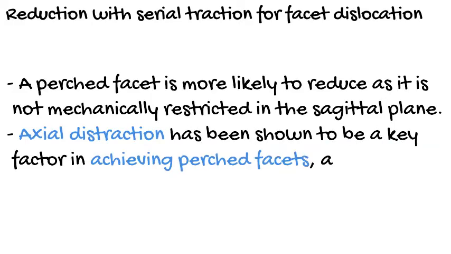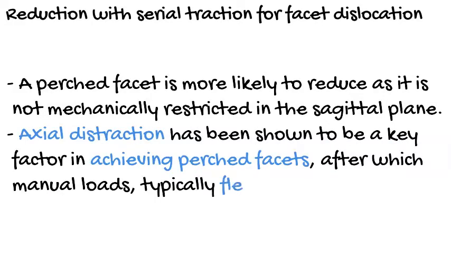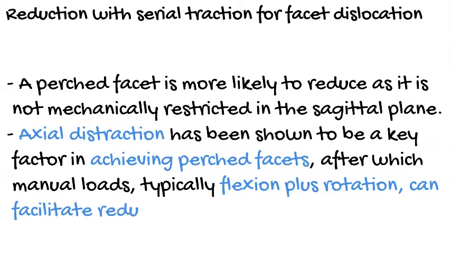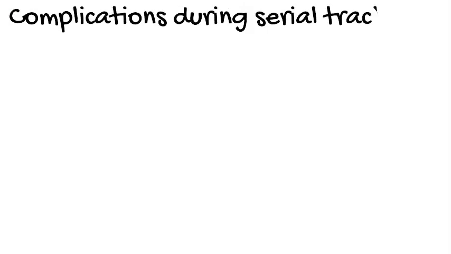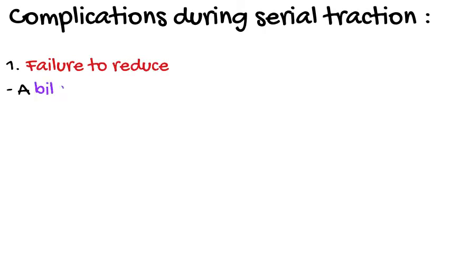Axial distraction has been shown to be a key factor in achieving a perched facet, after which manual loads, typically flexion plus rotation, can facilitate reduction. What are the complications during serial traction? Number 1. Failure to reduce.